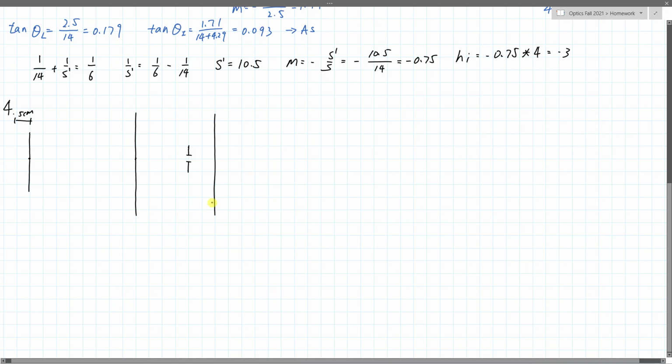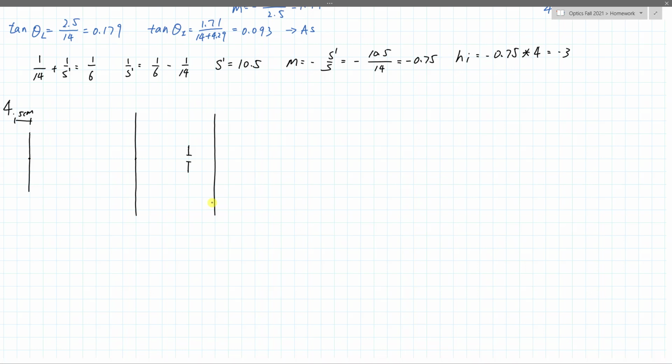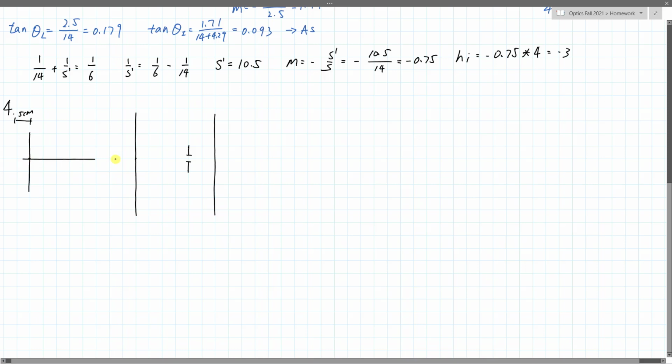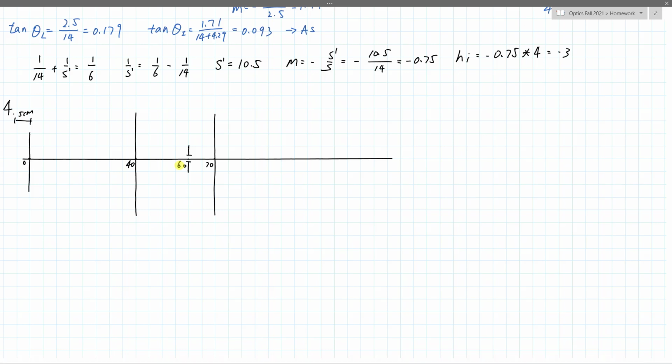Alright. And then some distance later, we have the image plane. Somewhere, I don't really know where it is. So see, here's 0, 40, 60, 70. Okay, so we sketched the system. And the next part is we need to find the location of the image plane. So, well, how do we do this? There are 2 ways. I think I'll do both.